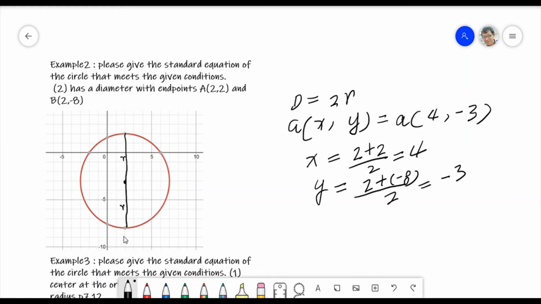Let's look here to see if it's correct. So this is 0, right? So x is 4.